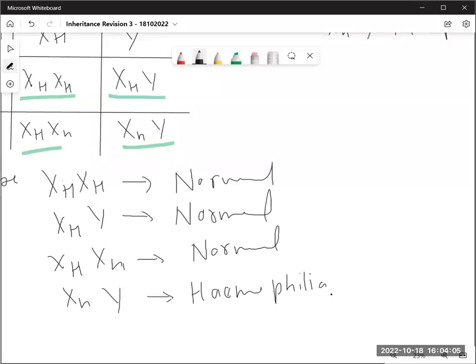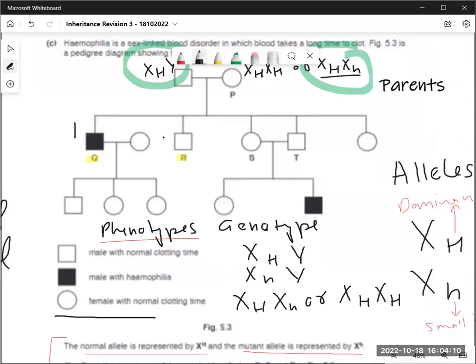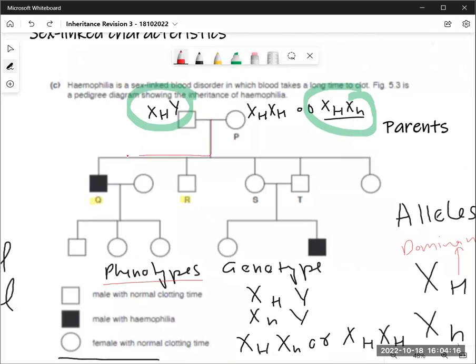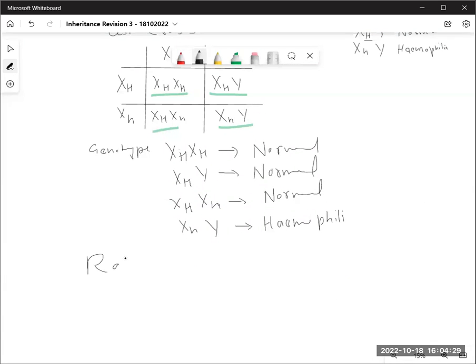Now, Rachit, which of these crosses do you think matches with over here? Over here, I'm getting one person with hemophilia. Let's look at the diagram here. From this, I'm getting this person, this person, this person, and this person. Let's look at the second cross I did. In the second cross, what is the ratio, Rachit? Normal and hemophilia, what is the ratio? For normal it is 3 and hemophilia it is 1.